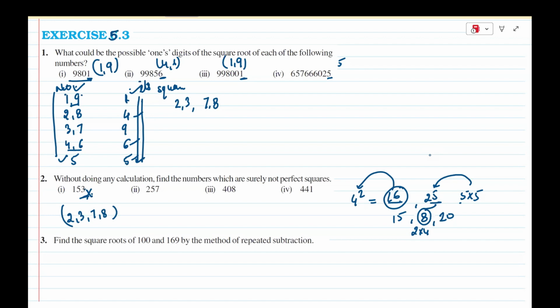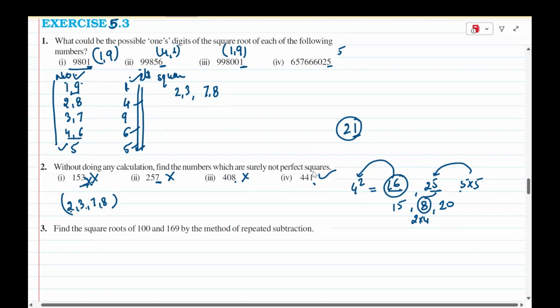So here I can see 3, not a perfect square. 7, not a perfect square. 8, not a perfect square. 4, 4, 1, definitely it can be. It is not necessary that it is, but it can be. See, if the number is 21, it ends with 1, but it is not necessarily a perfect square. So 2, 3, 7, 8 as the ones digit definitely is not a perfect square. Others can be, or cannot be.